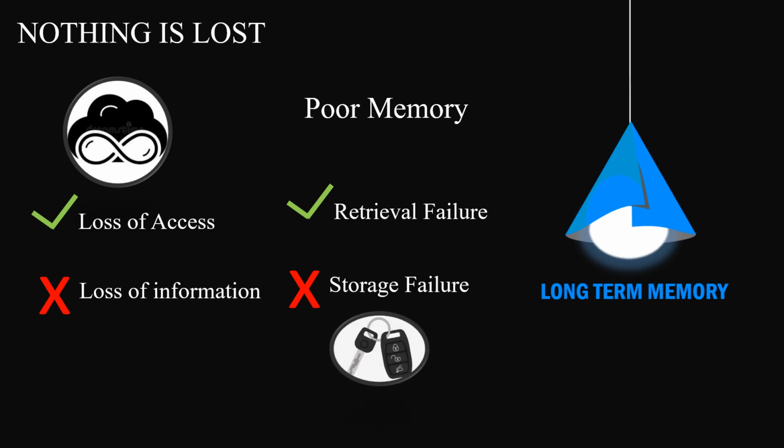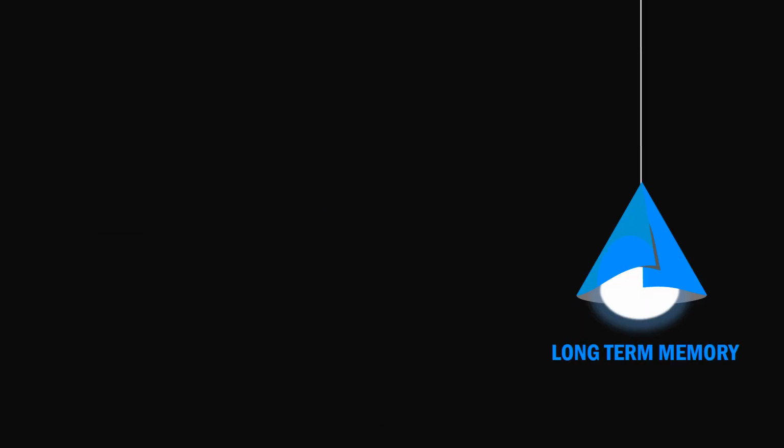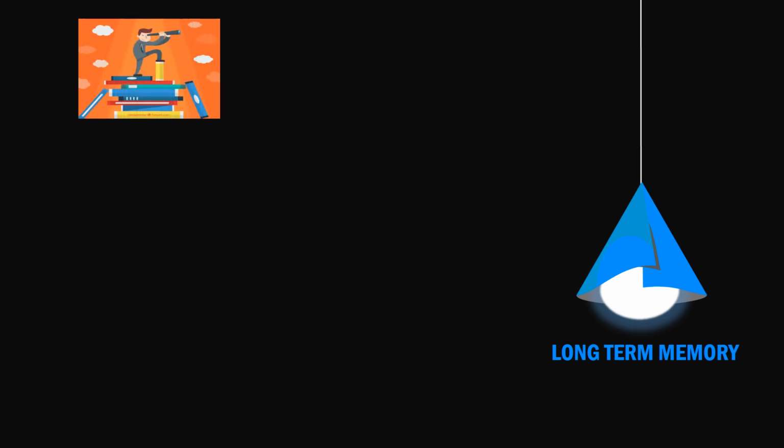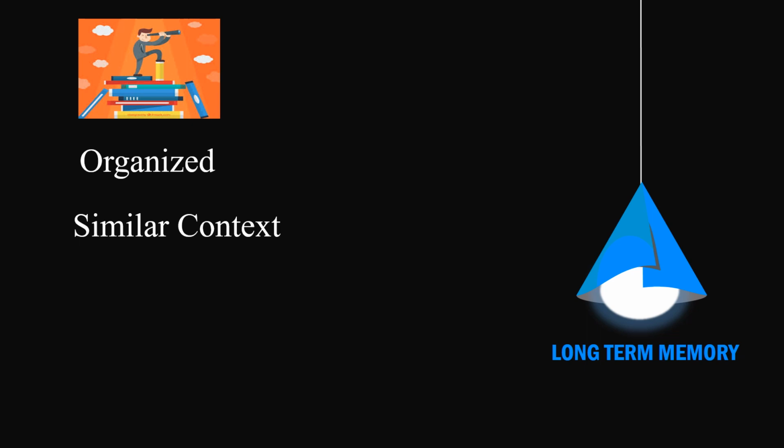You may be looking in the wrong place, or it may simply be misfiled in your brain and therefore inaccessible. Research has identified that successful retrieval from long-term memory is enhanced when the information is properly organized and the context in which you retrieve the information is similar to the context in which you encoded it.